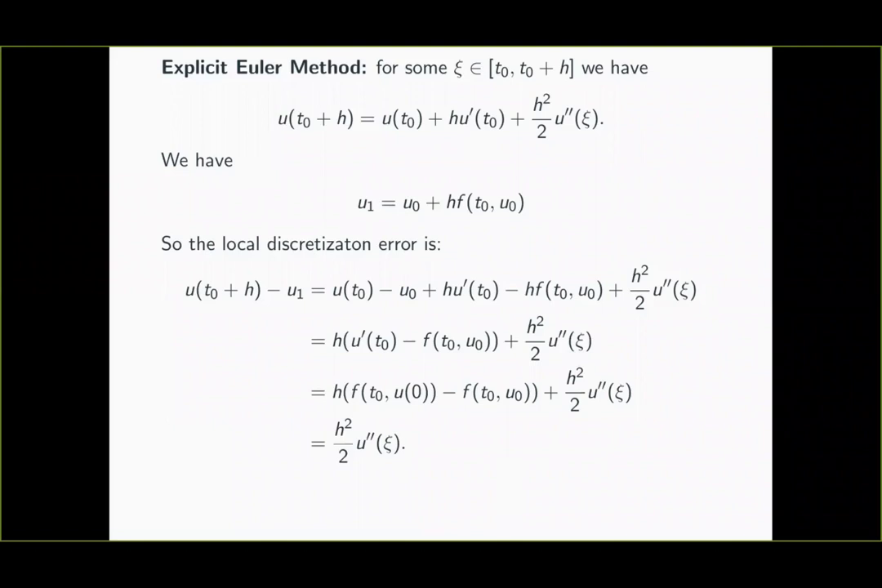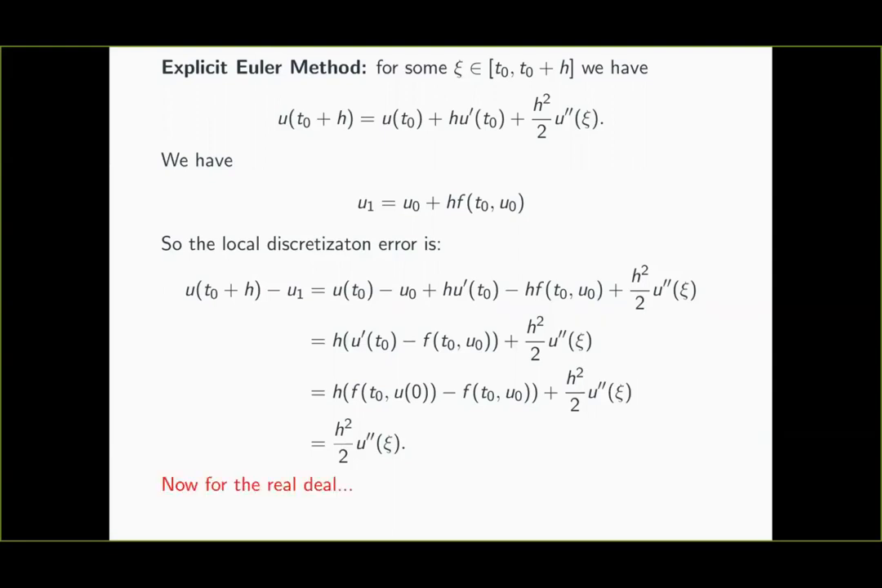We can simplify this considerably. First, we see, of course, that u of t0 and u0 are the same, just by assumption. This first difference, u of t0 minus u0, is equal to 0. Then in the next step, we see that u prime of t0 is just the same as f of t0 u at time t0, which, however, is completely the same as f of t0 u0. So this simplifies again, and in the end, we just see that the local discretization error equals h squared over 2 times u prime prime xi. Okay, that's not difficult.